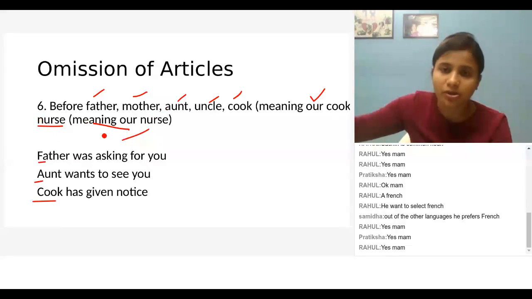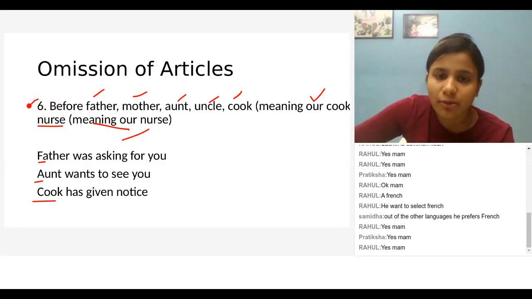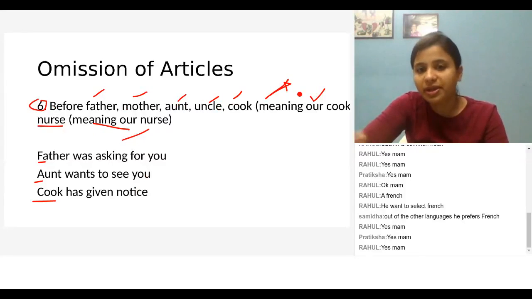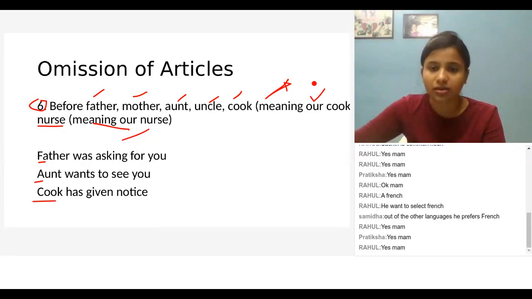When you're talking about some other person you want to specify, then you can say the cook or the nurse. This is just when you're talking about people that are around you: father, mother, aunt, uncle, cook, or nurse. You don't understand? Only when the nurse or the cook is in relation with you, then you omit the article.